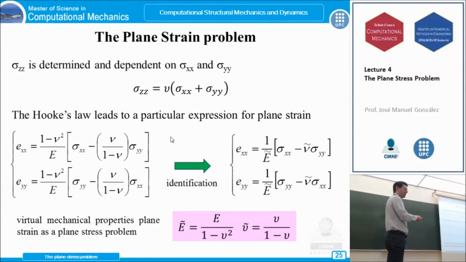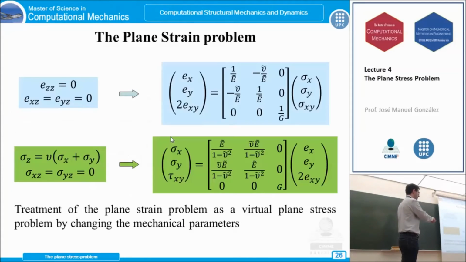I think this is one of the assignments you have, just to verify, just to get this relation between the elastic constants in plane strain and plane stress, just to make the same implementation. Of course, the variational formulation leads us to the same place, and this is the plane strain problem summary. These are the assumptions, the relation between strains and stresses. These are the stress relations. We have sigma z related to sigma x and sigma y, and these are the relations between stresses and strains using these elastic constants modified for plane strain.